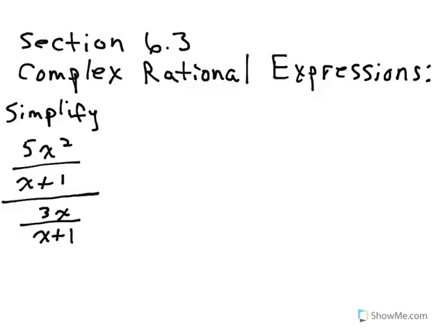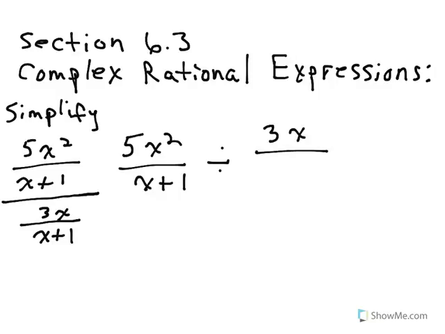Section 6.3, Complex Rational Expressions. To simplify a fraction divided by a fraction, we must first rewrite that as 5x squared over x plus 1 divided by 3x over x plus 1.